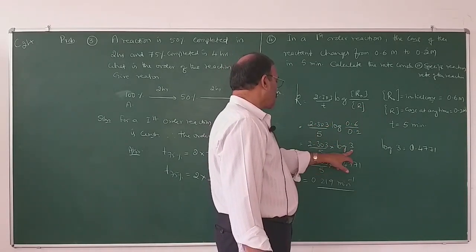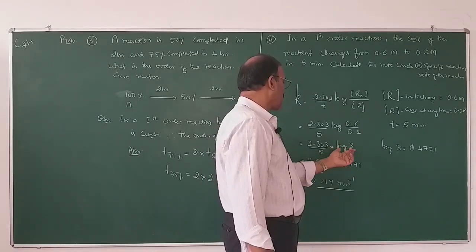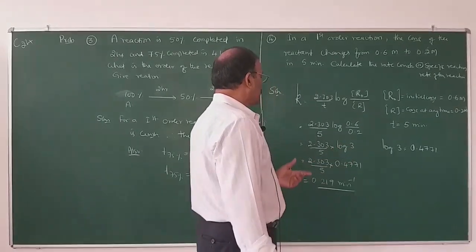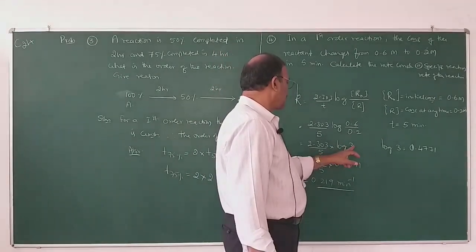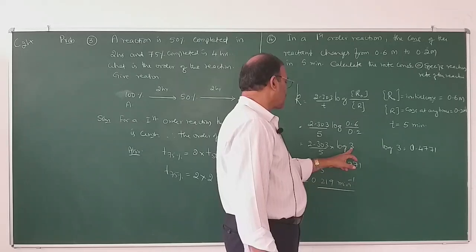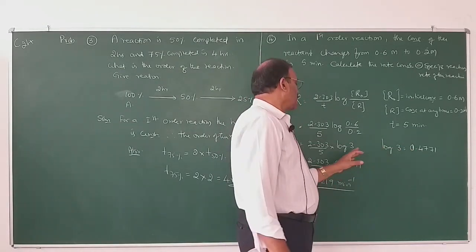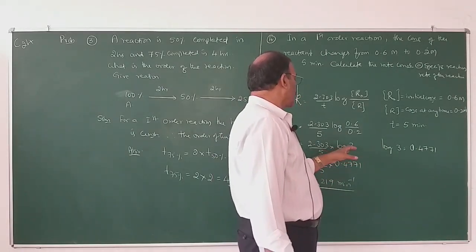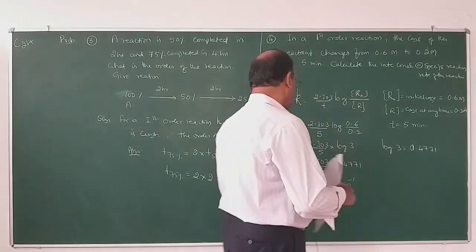So you have to note down the value of the logarithm to calculate log of 3. It is a single digit number, before the point there is one single digit. The characteristic for a single digit is 0. If you look at the logarithm for log 3, you will get 4771.